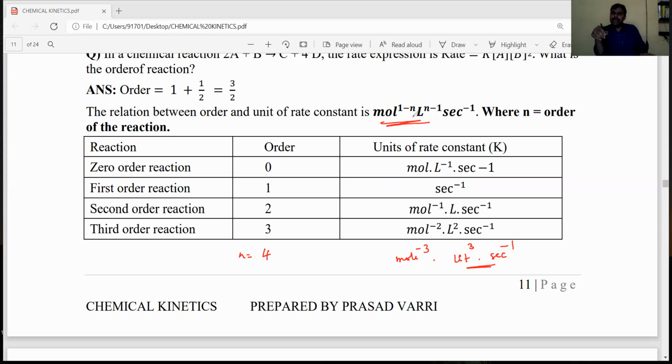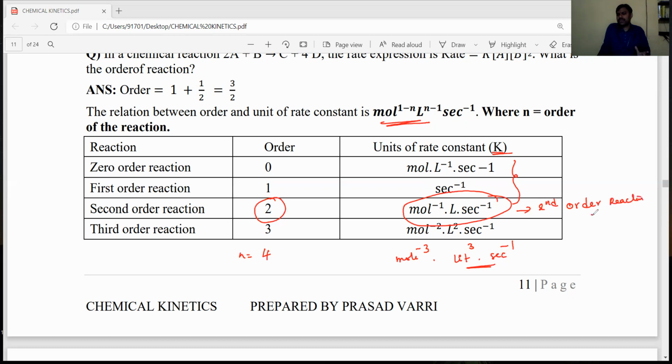If n value is 0, then it is a zero order reaction. For zero order reactions, rate constant units as well as rate of reaction units are the same. And n equals 1 is called a first order reaction; the units are second inverse. Okay, n equals 2 is called a second order reaction. Up to second order reactions, we need to remember. More important, n equals 2 means the units for the rate constant are mole inverse liter second inverse. If K units are present like this, it indicates a second order reaction.